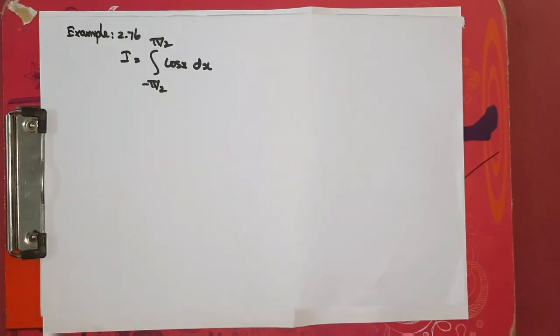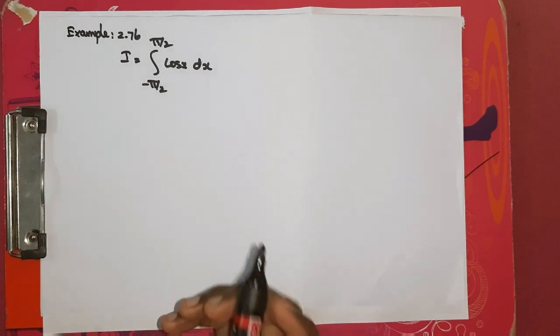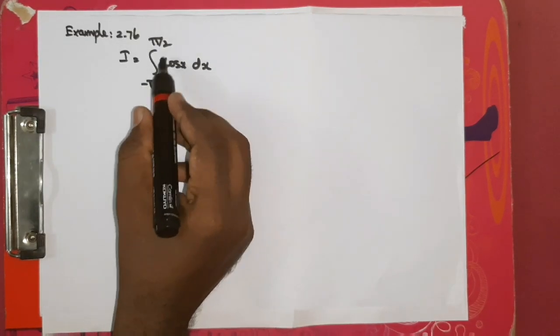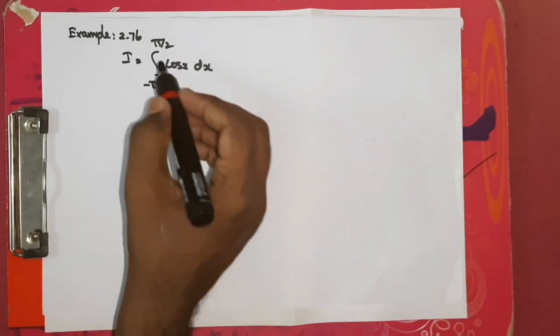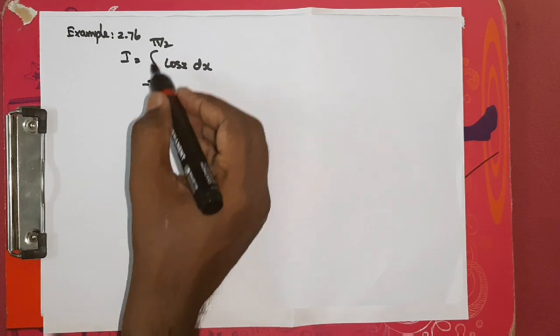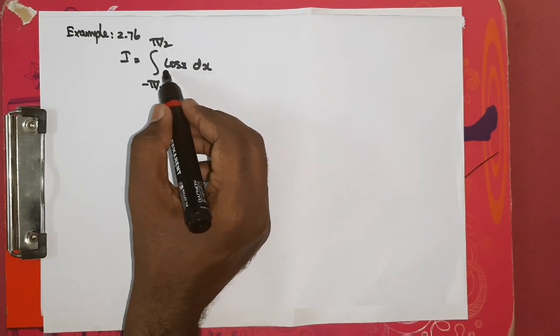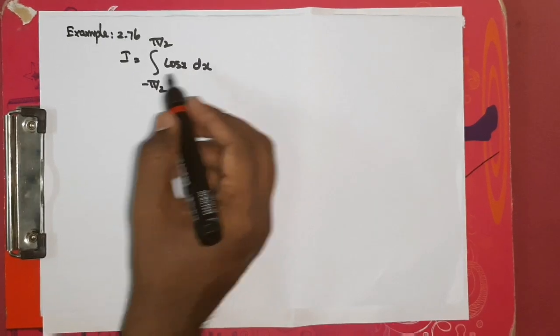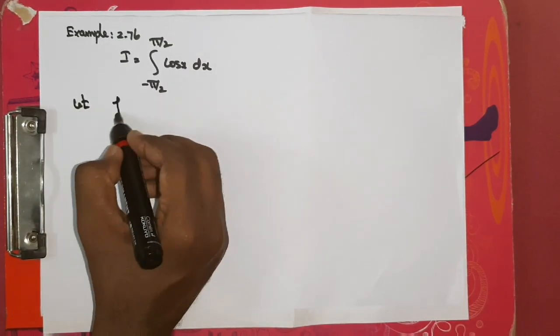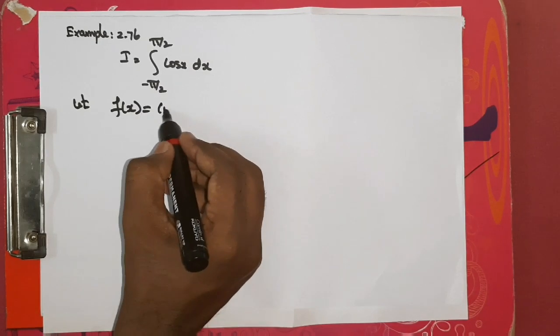Now we are going to see example number 2.76. The given integral is I equal to integral from minus pi by 2 to plus pi by 2 of cos x dx. The integral limits look like minus a to plus a. So we have to verify the integrand part, cos x, whether it is odd or even. So let me take cos x as f of x.